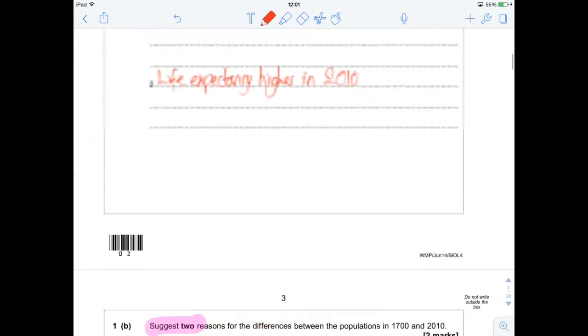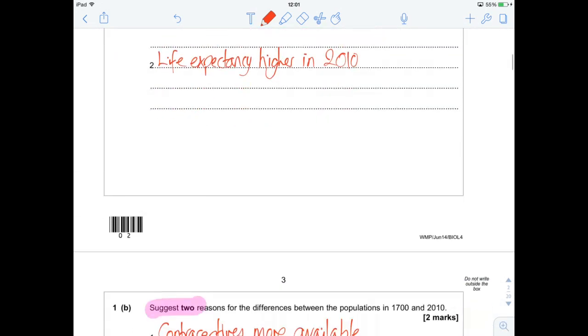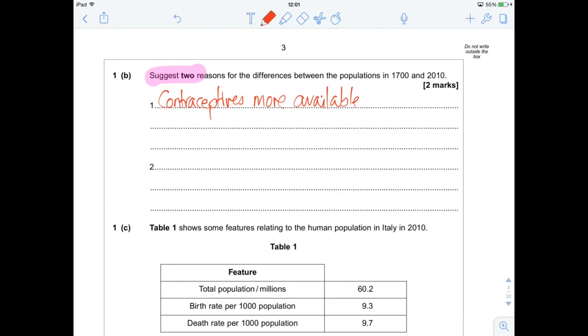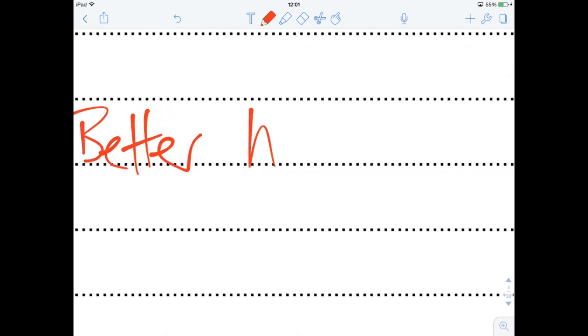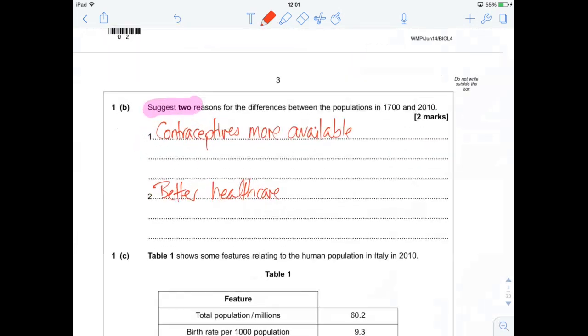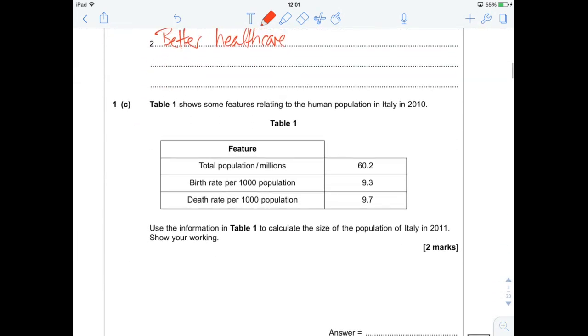What else have we got? Life expectancy is higher in 2010. Well, that could be a number of reasons. It could be better diet. It could be better sanitation. I'm going to go for better healthcare. Nice and easy. Better healthcare. So these should always directly relate to what you've discussed in the first question. But for now, we've got a bit of maths to round off the first question.